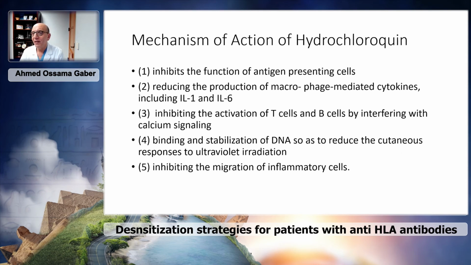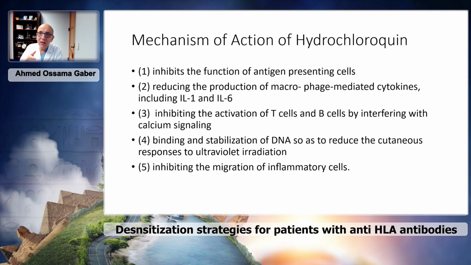We don't have anything. That CD40 antibody that he used is very experimental. We don't have it for patients. So the closest we have is hydroxychloroquine. And hydroxychloroquine is a really interesting drug. It inhibits the function of the antigen-presenting cell. It reduces the production of cytokines, including IL-1 and IL-6. So we know IL-6 is important in desensitization. It inhibits the activation of T cells and B cells. So that T-B cell help gets downregulated by hydroxychloroquine. And it binds and stabilizes DNA and inhibits migration of inflammatory cells.